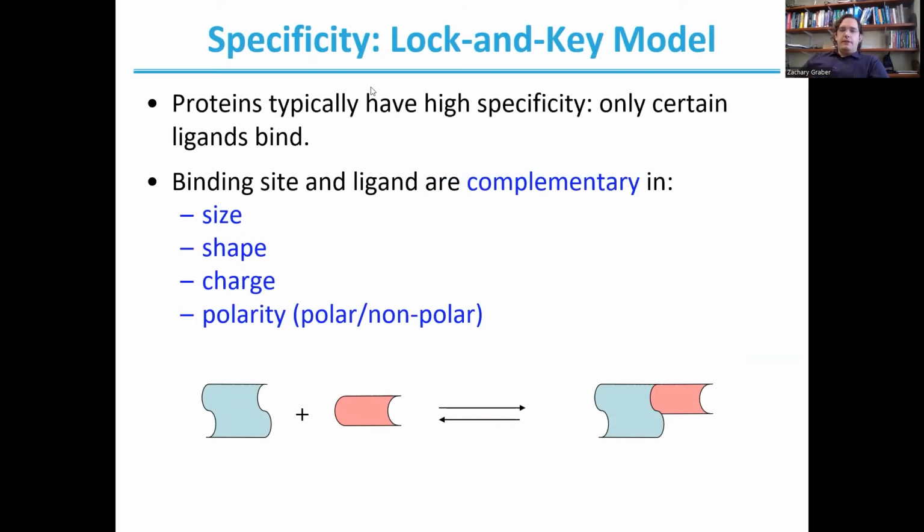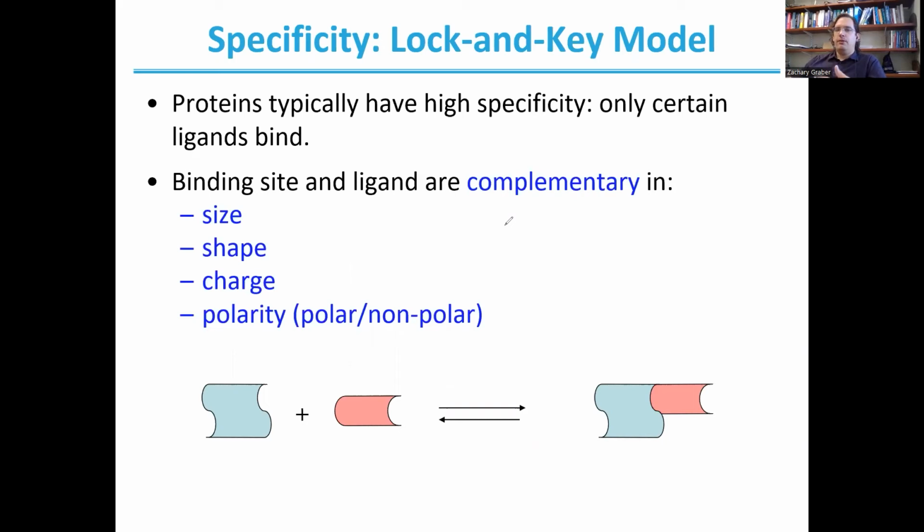So how do our proteins achieve these high affinities, right? How do they target one specific ligand and make sure that they bind to that ligand in a very favorable interaction? So proteins will typically have very high specificity. They only will bind to certain ligands, right? Specificity just means that it's very specific for what molecule it binds to. The ways it does this is through complementarity in its size, shape, charge, and polarity, right?